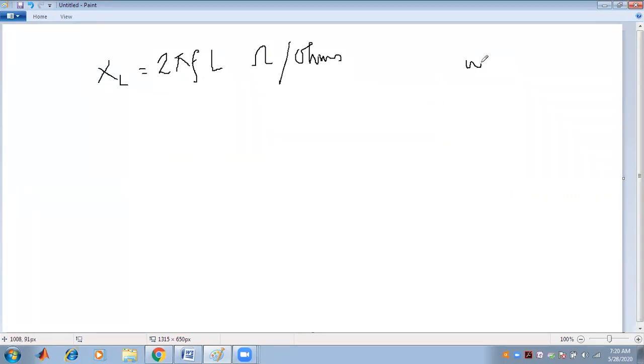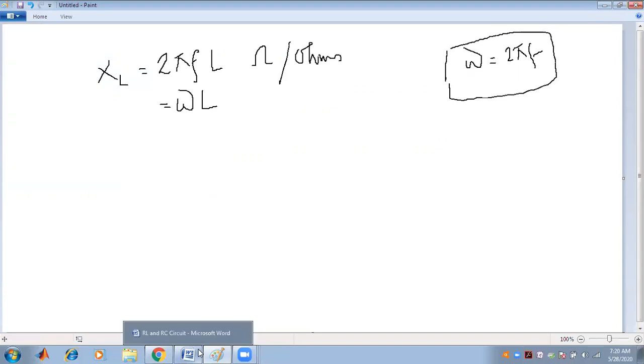We know that omega is equal to 2 pi F. So we can replace that and write the inductive reactance in terms of omega as XL equal to omega into L. This is known as inductive reactance.